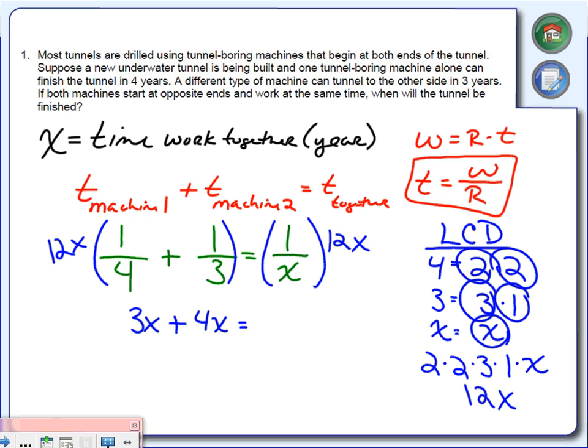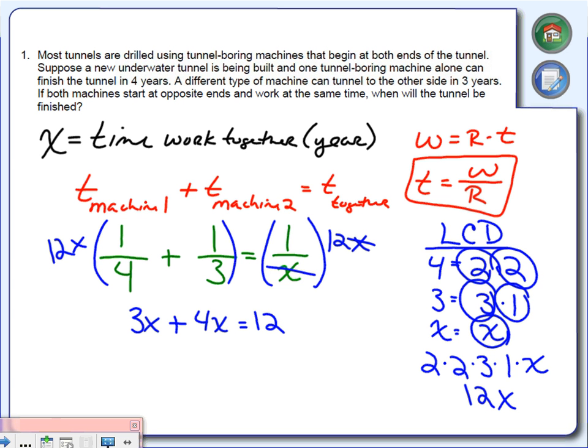Now let me go to the other side. Notice this time the x's are going to cancel each other out. This x and this x would cancel each other out. So what I need to do is multiply 1 times 12. And 1 times 12 is 12. So my new equation is 3x plus 4x is equal to 12. Now that's a lot easier to work with now that it doesn't have any fractions in it.